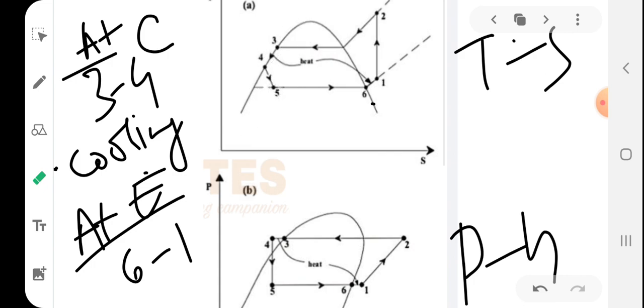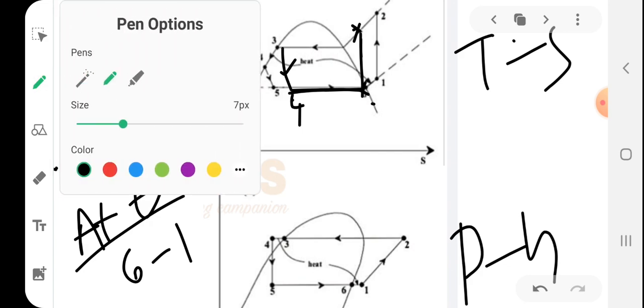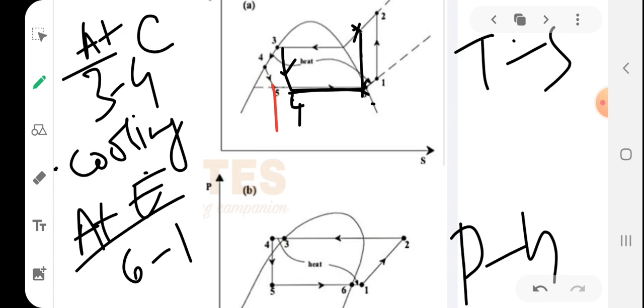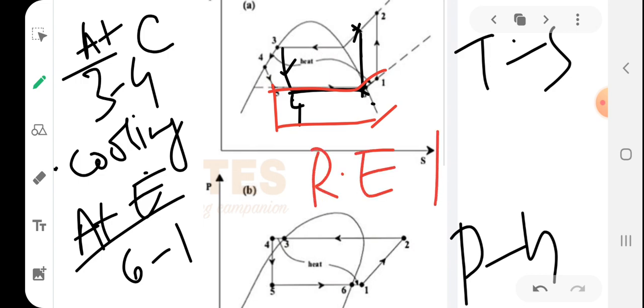If the liquid heat exchanger has not been placed, from 3 to 4 it will be like this, this will be 4, and the process will be like this. So the refrigerating effect will be this much only. Since the liquid heat exchanger is placed, the refrigerating effect is this much. So the refrigerating effect is increased definitely.